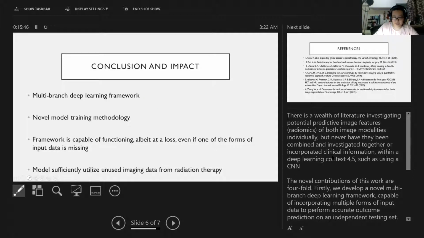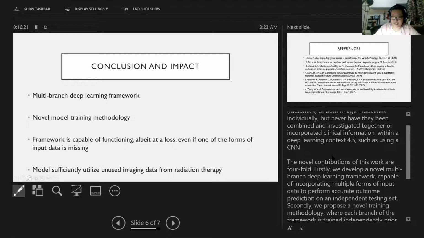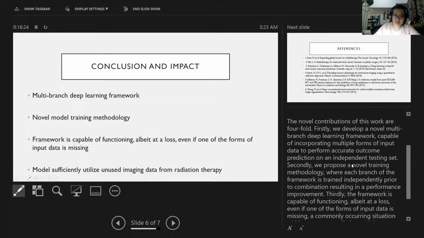So here in conclusion, I want to talk about what's unique about this project. There is a wealth of literature investigating potential predictive image features, called radiomics, of both image modalities individually, which are PET and CT, but they have never been combined and investigated together or incorporated clinical information within a deep learning context, such as using a convolutional neural network, CNN. So the novel contributions of this work are fourfold.